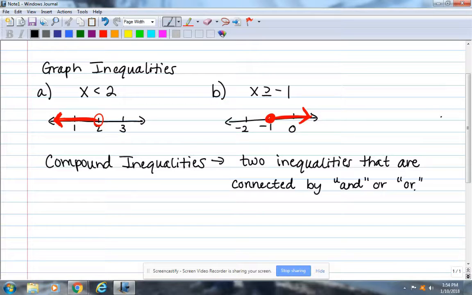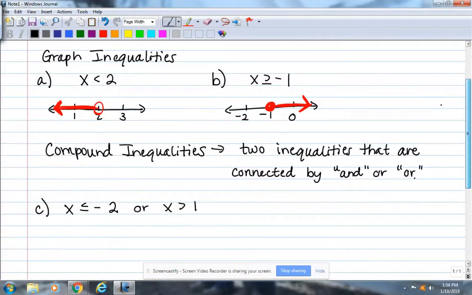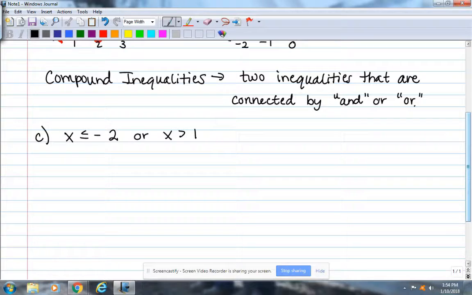Now, and means they share something, right? And means you have something in common. Or means it's one way or the other. They don't have anything in common. You're either going this direction or you're going that direction. So if we're going to graph compound inequalities, this is example C. Let's say we have the inequality x is less than or equal to -2 or x is greater than 1, and we want to graph that on a number line.